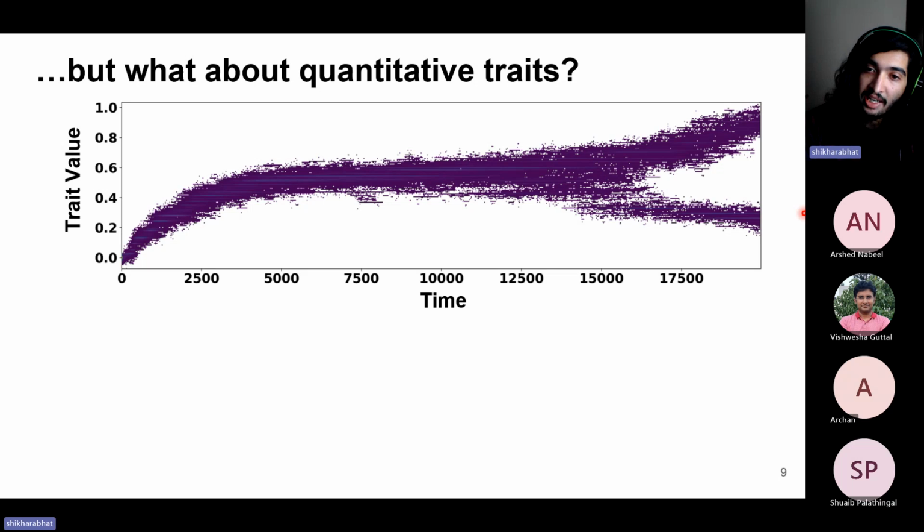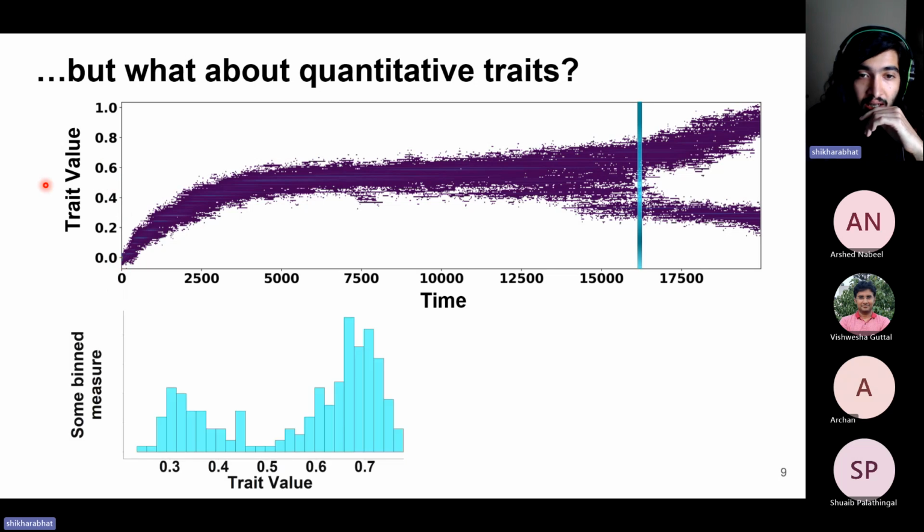Now, if I look at a slice of this population, if I look at a particular time, each individual definitely has a unique trait value because these are quantitative. But if I bin these trait values, let's say look at what is between 0 and 0.2, what is between 0.2 and 0.4, and so on, I will end up getting some histogram.